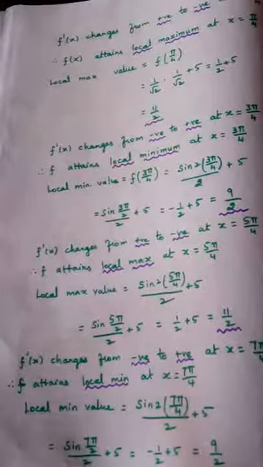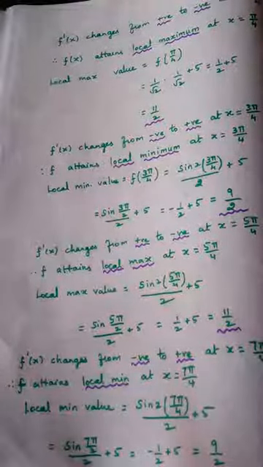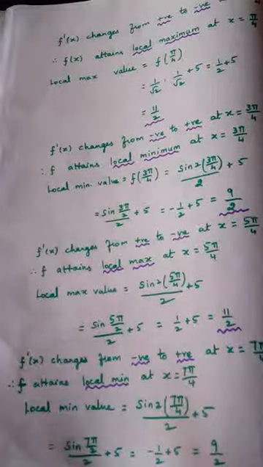Then for local extremum, using the same table, find out whether f dash of x changes from positive to negative or negative to positive. Positive to negative means local maximum, negative to positive means local minimum. To find the local maximum value, take the point at which the sign change occurs and substitute that point in the function. That will give you the local maximum value.